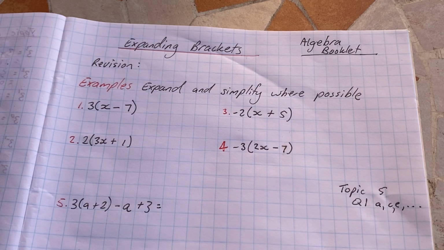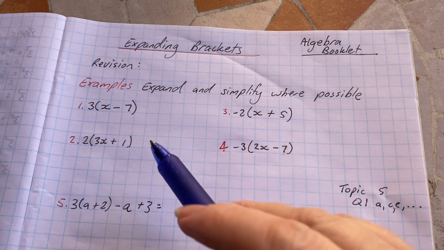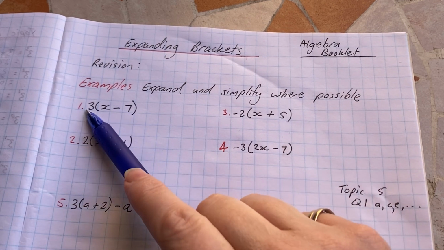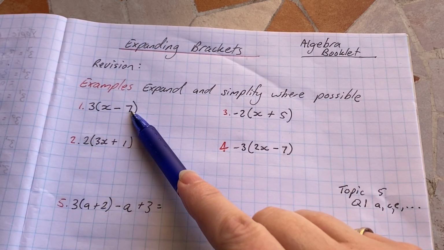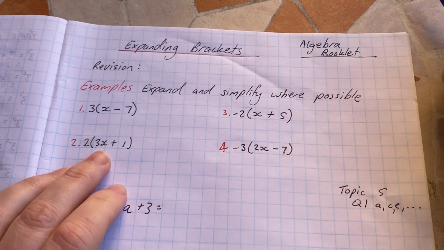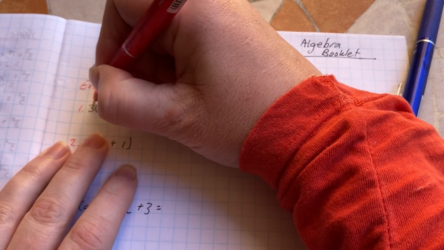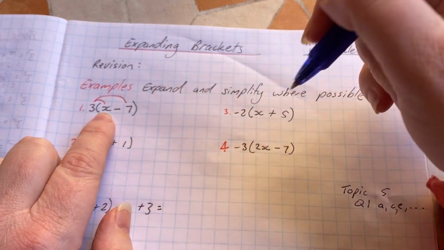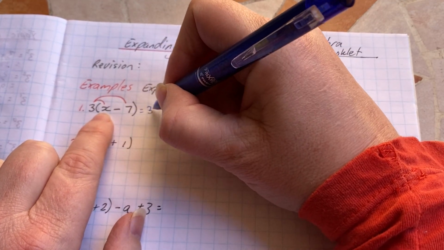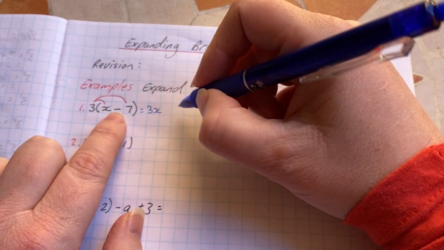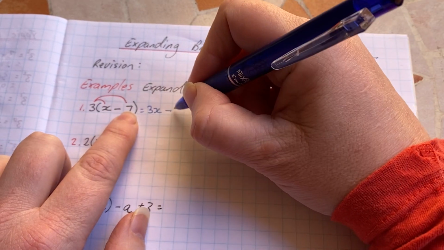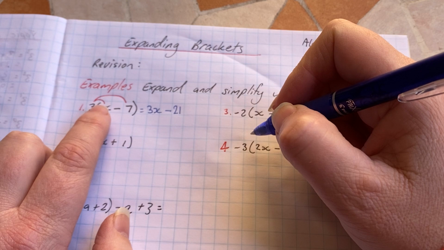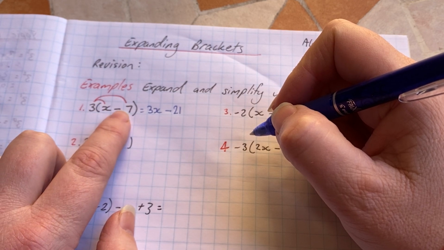Okay, so today we're going to do some work on expanding brackets. Now, in order to do that, we just need to revise these ones that we've done before, where you've got a number times the bracket. So remember, we draw on the little rainbows, like that. So it's 3 times x, you're multiplying here. So 3 times x is 3x, minus 3 times 7. So the 3 gets multiplied by the x and by the minus 7.